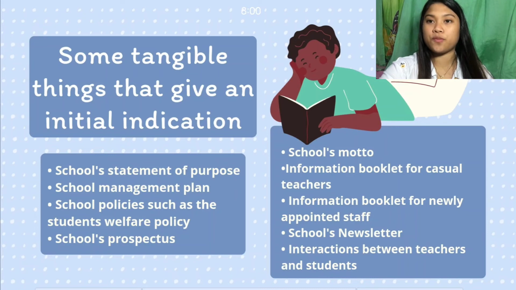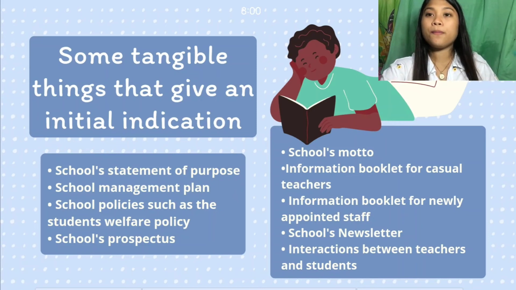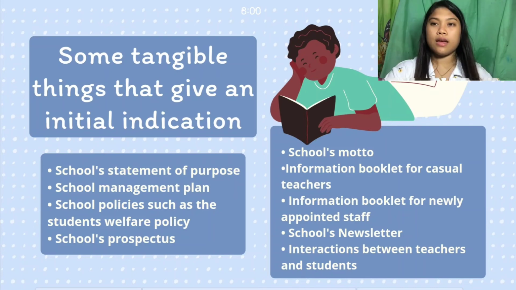Next is the school management plan. It is a process of leading the school towards development through not only the optimum use of the human resources, physical resources, principles, and concepts that help in achieving all the objectives of the school, but also the proper coordination and adjustment among all of them. Next are school policies, such as the students' welfare policy. It is important for schools to establish policies and practices which provide for the pastoral care and welfare of all students.